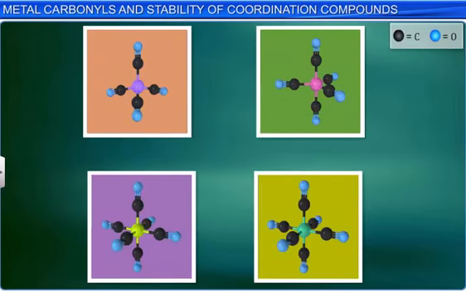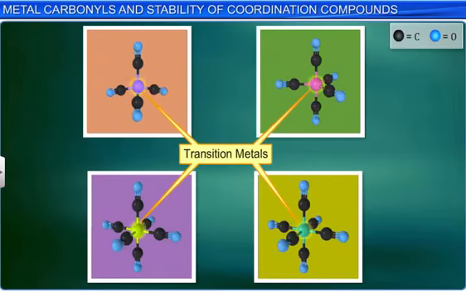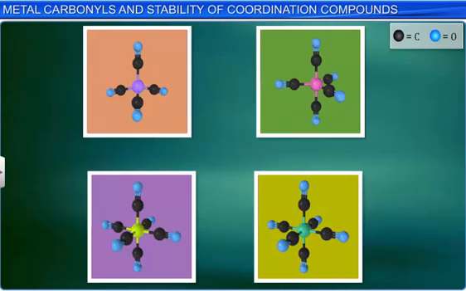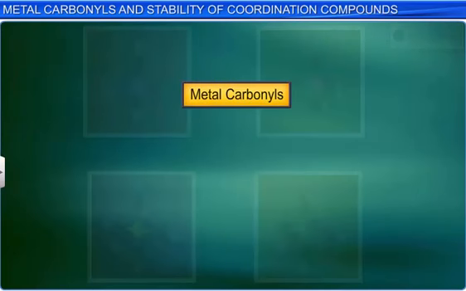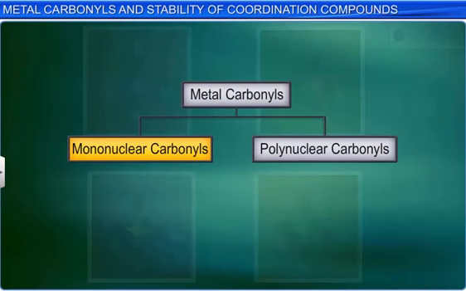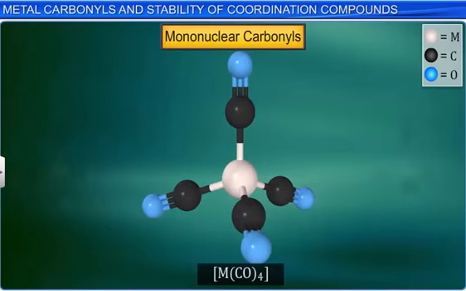Carbonyls are coordination compounds of transition metals with carbon monoxide. Depending on the number of metal atoms, carbonyls are divided into two types: monomeric or mononuclear carbonyls and polynuclear carbonyls. Mononuclear carbonyls contain one metal atom per molecule.